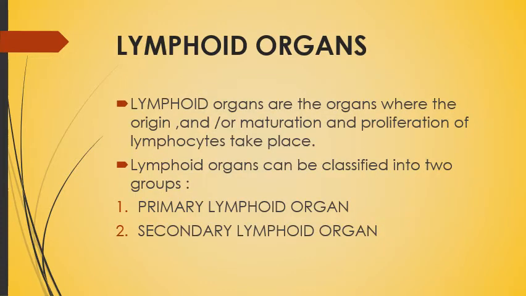The next is lymphoid organs. Lymphoid organs are the organs where the origin and or maturation or proliferation of the lymphocyte takes place, means multiplication of lymphocyte takes place. It is that particular organ जहाँ से वो origin होंगे, जहाँ mature होंगे, जहाँ multiply होंगे, उन organs को हम क्या बोलते हैं? Lymphoid organs. And they are of two types, primary lymphoid organs and secondary lymphoid organs.